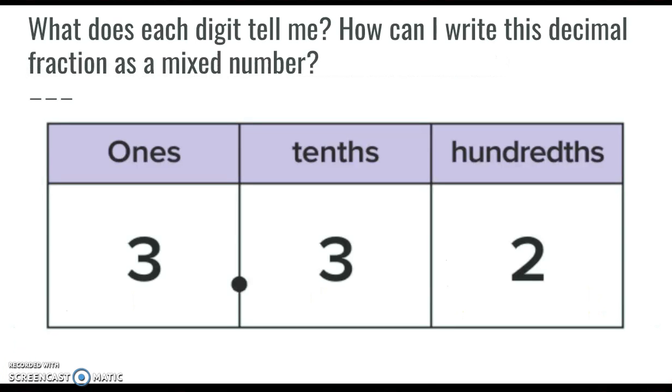After we look at our number line, we're going to go ahead and just look at a small place value chart. And I want you to think about what each digit represents and how would we write this decimal fraction as a mixed number. Well, we've done this multiple times now. Go ahead and take a second to pause. Write your number as a mixed number so that you can compare your answer to my answer.